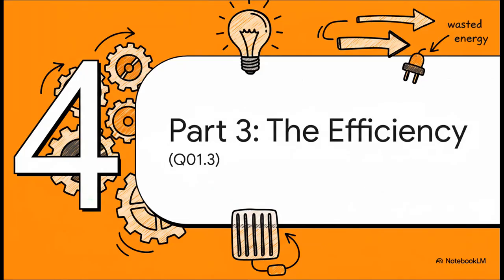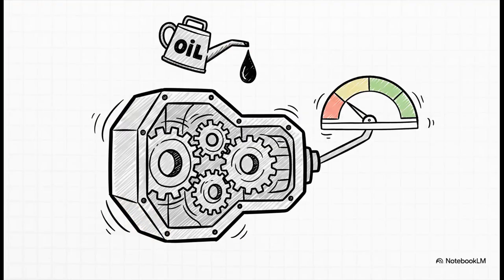Okay, let's tackle the next part, which is all about a classic physics concept, efficiency. Now, this one's a 3-marker, and that's a clue. It means you need to give a really clear, logical chain of reasoning. So, the setup is simple. An engineer is oiling the moving parts of a wind turbine. And as soon as you see oiling moving parts, your brain should be screaming 2 words: friction and energy.